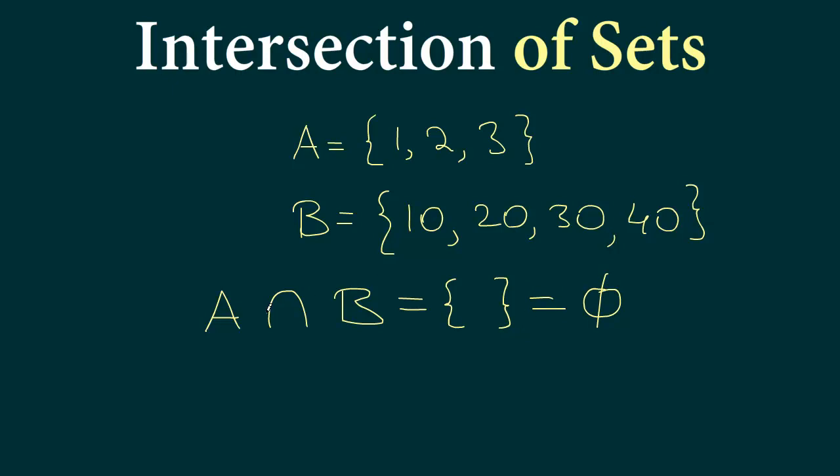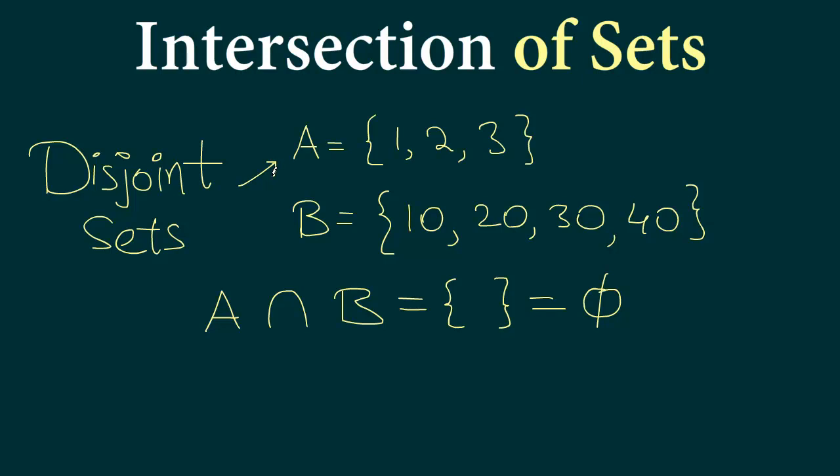So when we have a situation where A and B don't have any common elements, we call these two sets disjoint sets. You will come across this term sometimes, disjoint sets. In this case we say set A and B are disjoint sets. It simply means that A and B have no common elements. So A intersection B is a null set.